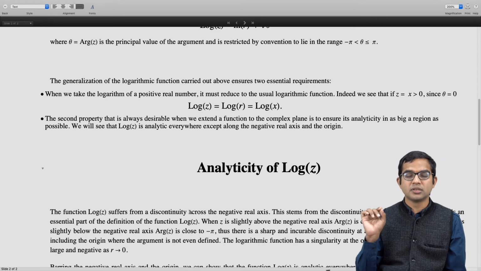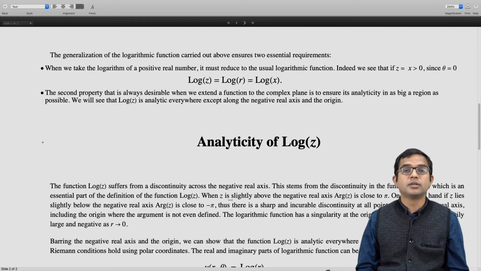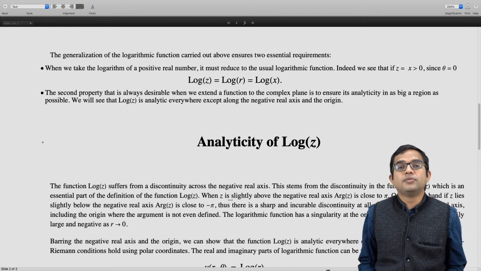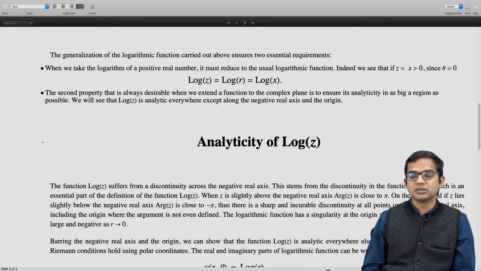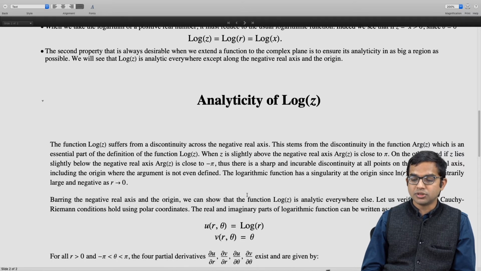So at all points from the origin all the way to negative infinity, the log function has a discontinuity. So there is no question of it having a derivative at that point, right? We have seen that differentiability is a stronger condition than continuity. So if it is not even continuous, there is no question of differentiability. And if it is not differentiable, there is no question of analyticity. But this log function is seen to be analytic everywhere other than this one ray. It starts from the origin and goes all the way to minus infinity, but everywhere else the log function is indeed analytic. As we can verify, the Cauchy-Riemann conditions will hold.